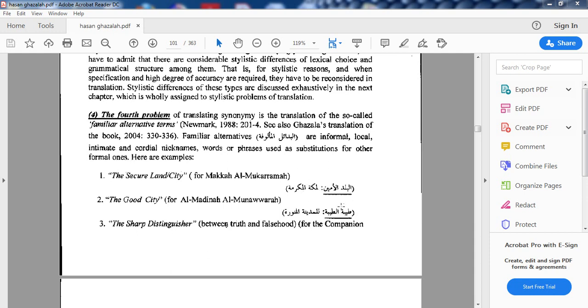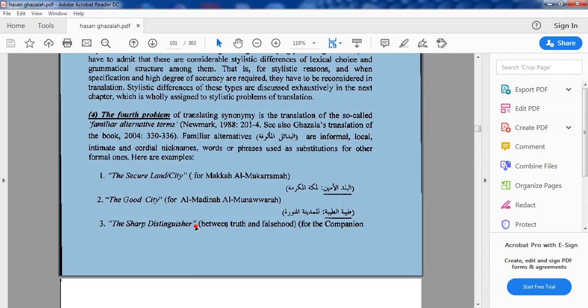طيبة الطيبة. Okay, when a foreigner reads طيبة الطيبة and wants to check the meaning of طيبة الطيبة, the dictionary meaning will not lead him to know that it is al-Madinah al-Munawwara, unless he asks somebody who is an Arab, who knows the Arabic language, and this is something local, only known by Arabs themselves.